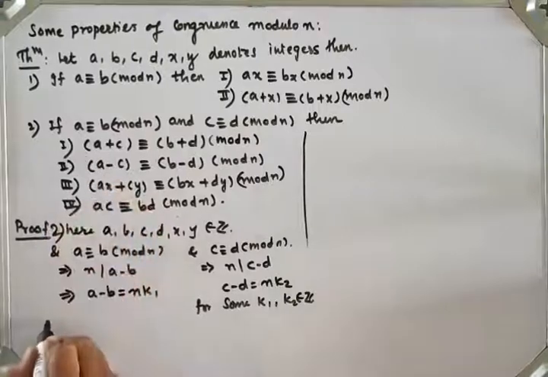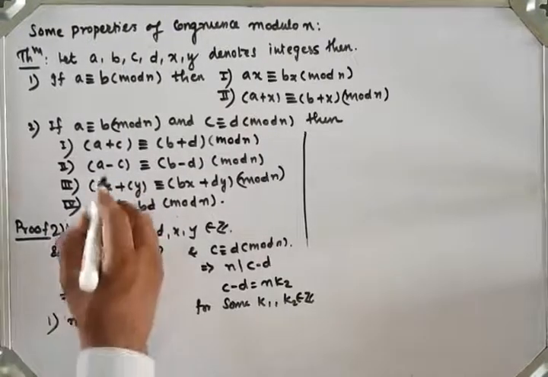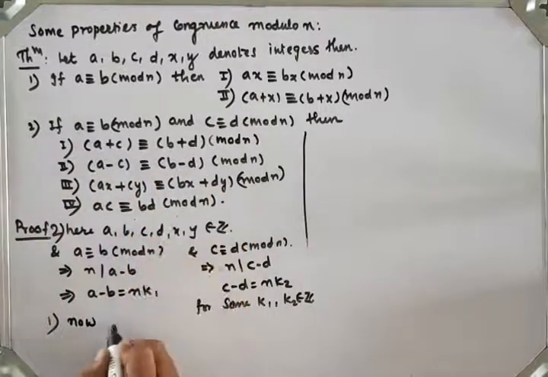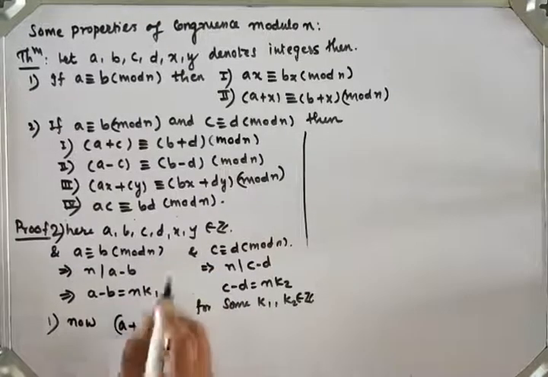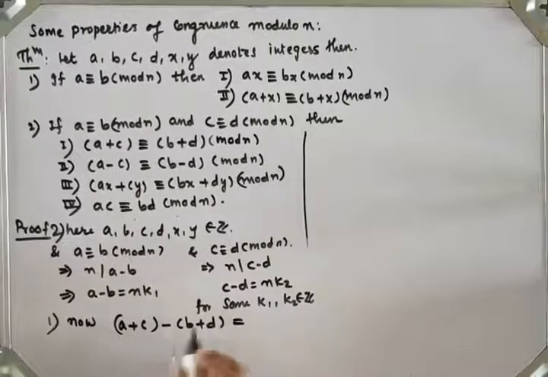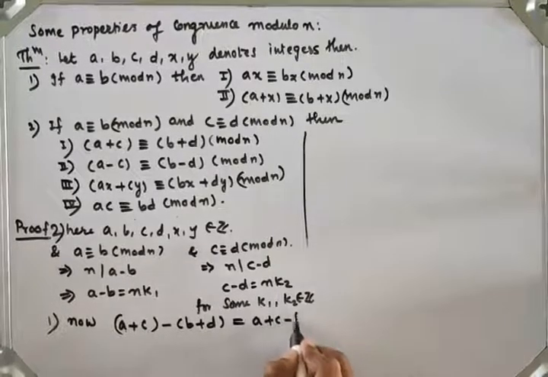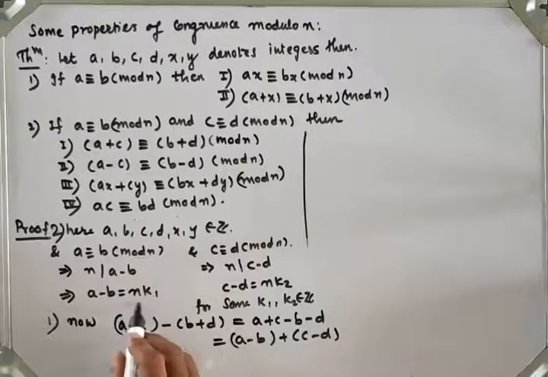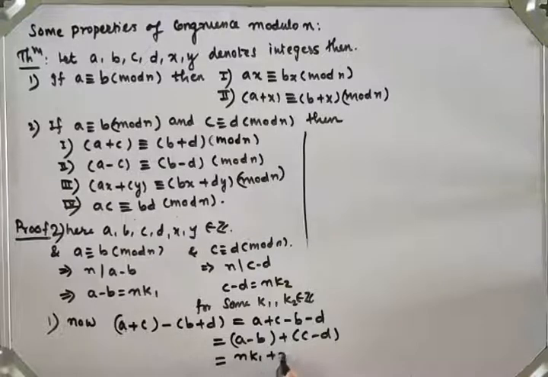So we will prove this first. The left hand side is A plus C and the right hand side is B plus D. Take A plus C minus B plus D, which can be written as A plus C minus B minus D, and then as A minus B plus C minus D. The value of A minus B is nk1 and C minus D is nk2, so this is nk1 plus nk2.